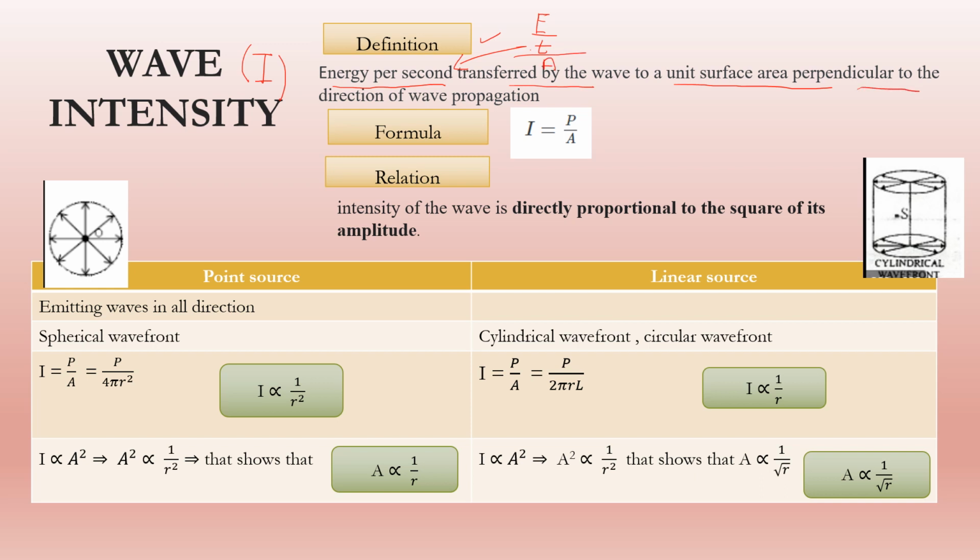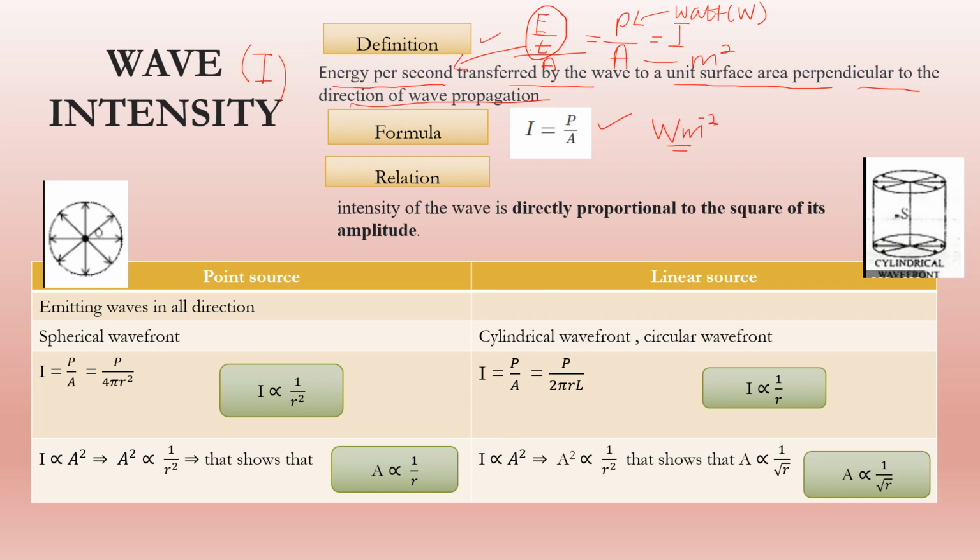perpendicular to the direction of wave propagation. So it must be perpendicular. Now, E over T is actually power over area. So this is the definition for intensity, and this is the formula. What will be the unit? The unit for power is watt, symbol capital W, and the unit for area is meter square. So the unit for intensity will be watt per meter square.